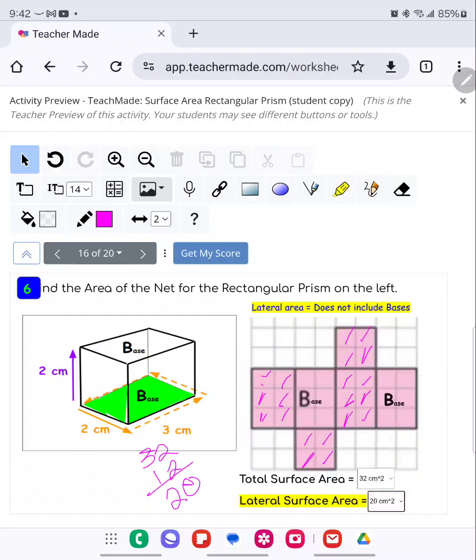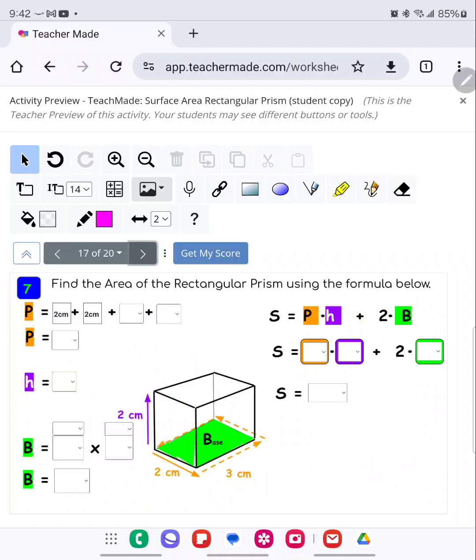All right, let's go to the next one. So here is the same box. Let's go ahead and start with perimeter. Now, if you notice, the perimeter of the base, that's why it's a capital P, is down here at the bottom. So I already went ahead and put 2 and 2. That's this one right here. 2 and 2. So what are the other numbers? Here they are. Boom, boom. So let's go ahead and put 3 and 3.